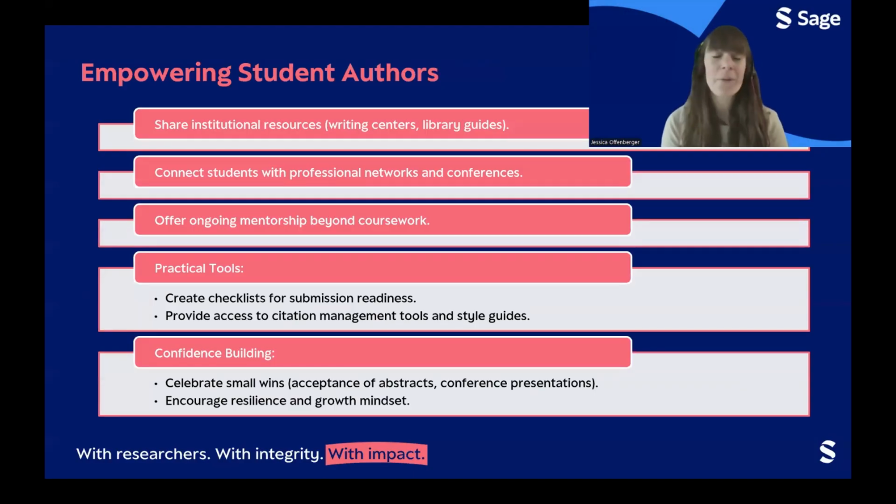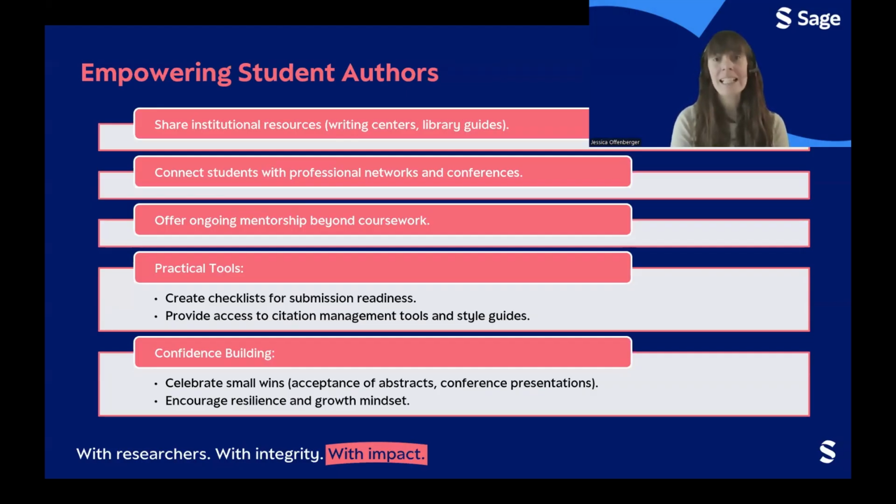So I feel like we could talk about this for the entire time. I won't belabor that. But there are a few practical tools and resources that you can share that will be incredibly helpful for your students or other emerging scholars.